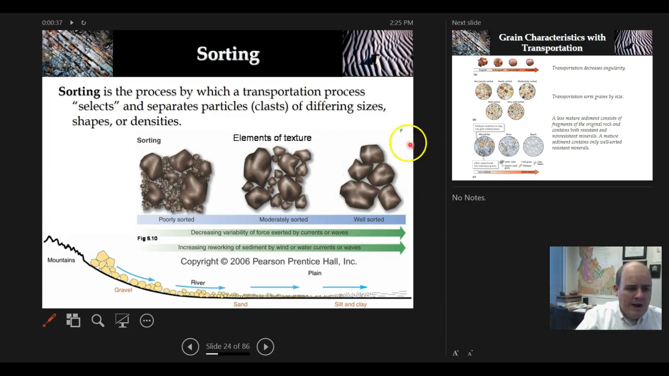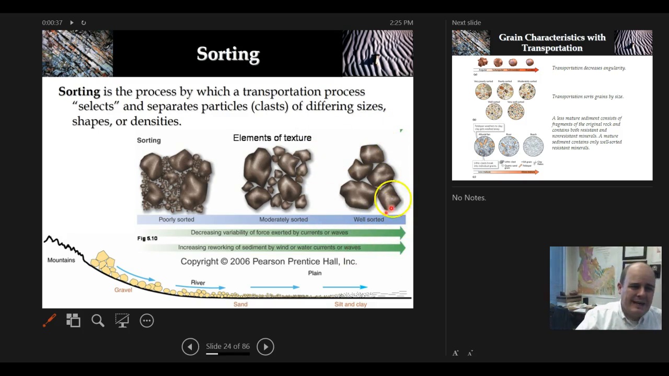So something that's well sorted means that it's actually undergone a lot of energy. Usually places like beaches, okay, are great examples of this, or sand dunes are great examples of this. So all the sediment is the same type of sediment and same size of sediment.